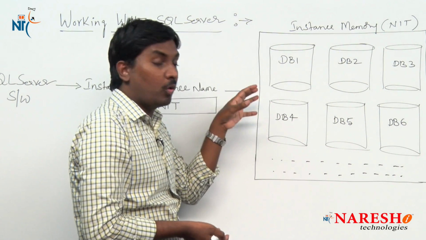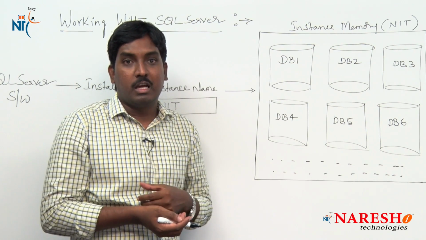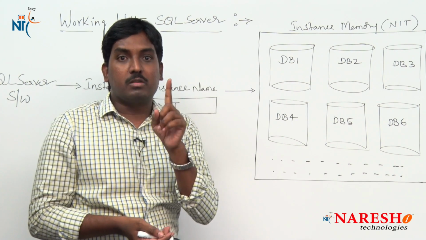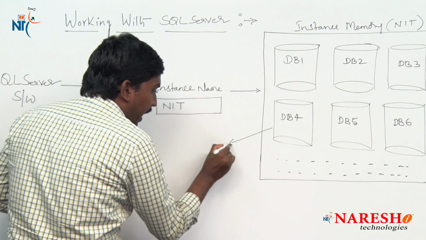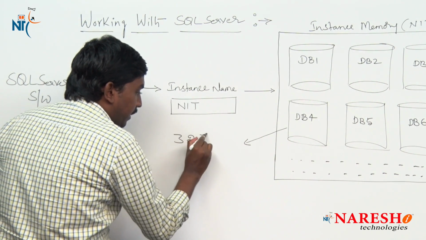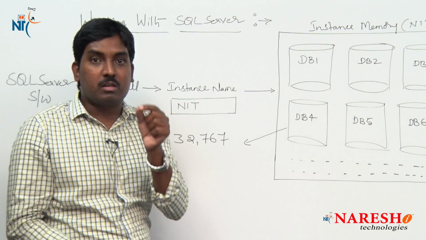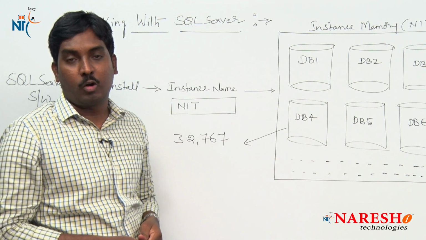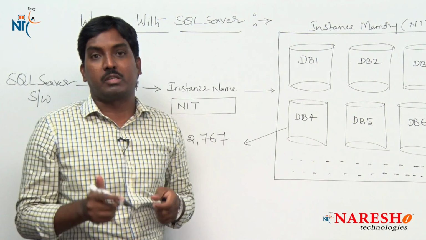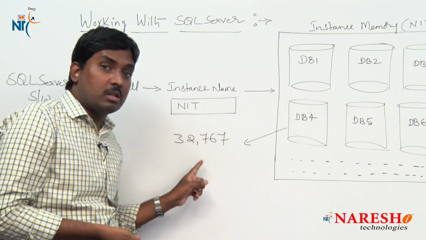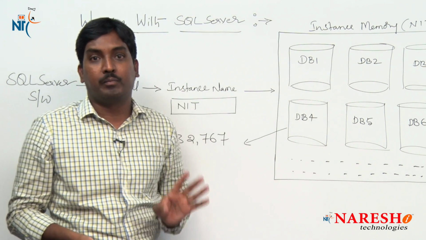Like this, you can create a number of databases in our instance memory. But how many databases can we create in this instance memory? If you have any doubt, a single instance memory of SQL Server can create a maximum of 32,767 databases. These are the maximum limitations of your database applications: 32,767 databases under a single instance memory of SQL Server.